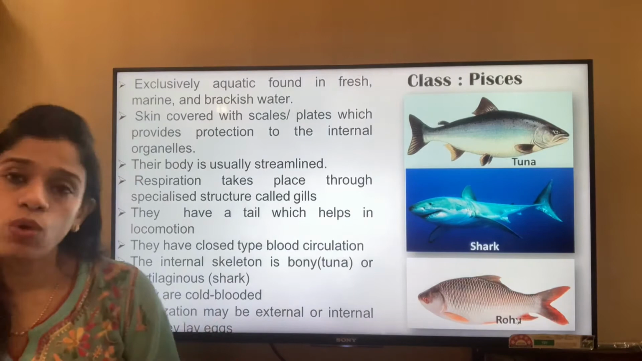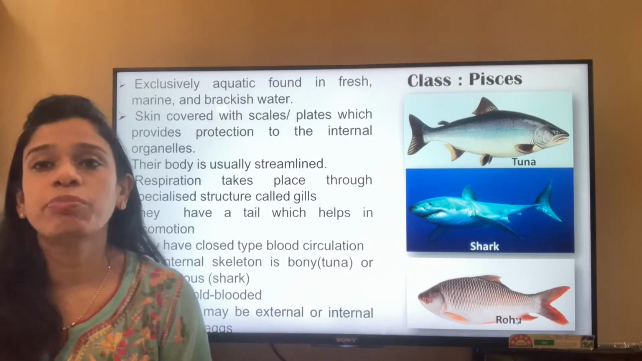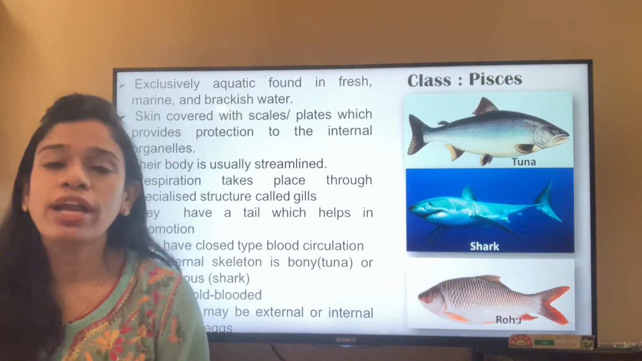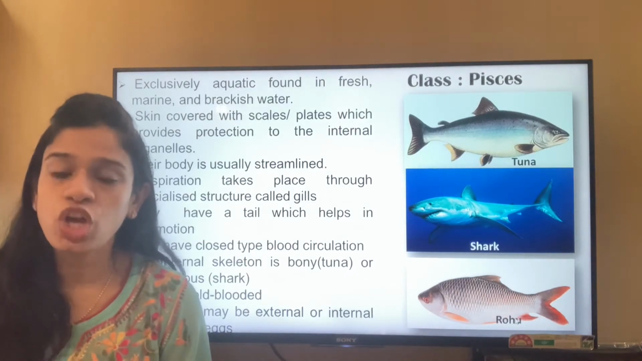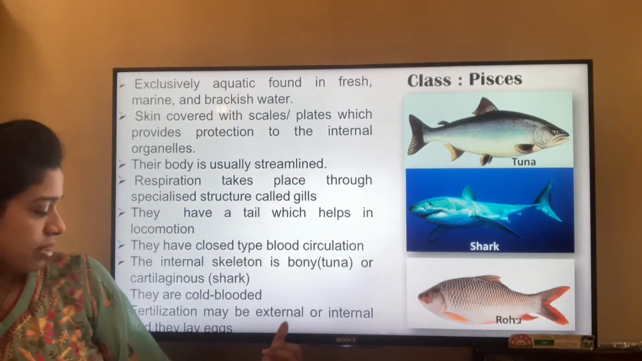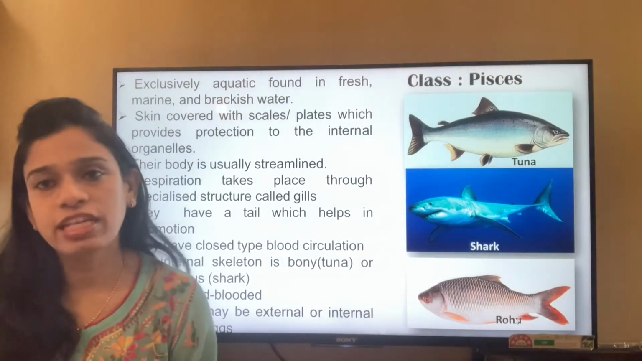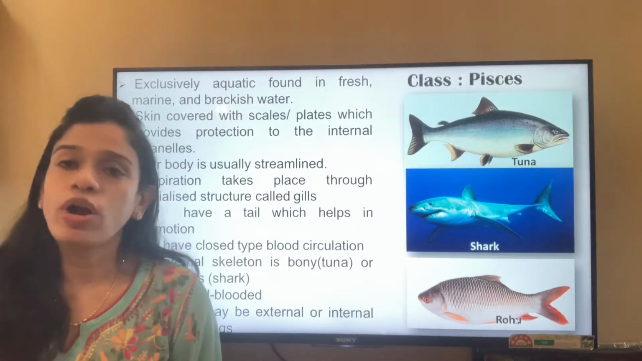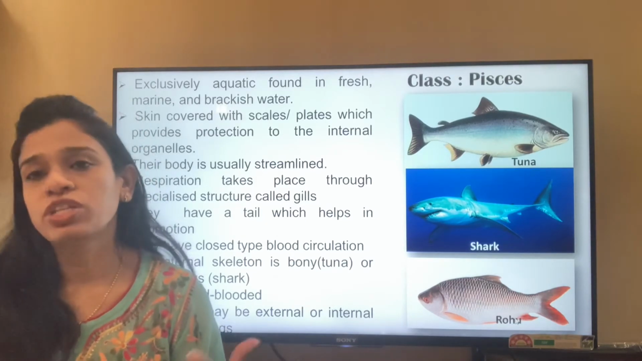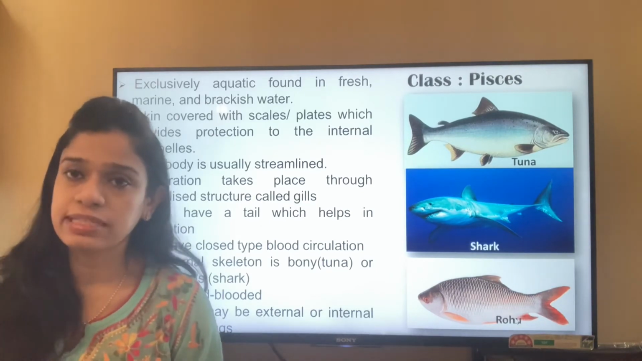They are all cold-blooded. So they are all cold-blooded means they keep on changing their body temperature according to the external environment. They do not have any fixed body temperature. They keep on changing. And fertilization may be external and internal, and they lay eggs. The fertilization that takes place may be external or internal, because in some fishes it is internal fertilization, for some it is external fertilization, and obviously they lay eggs.